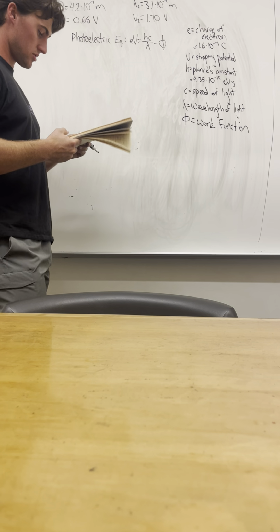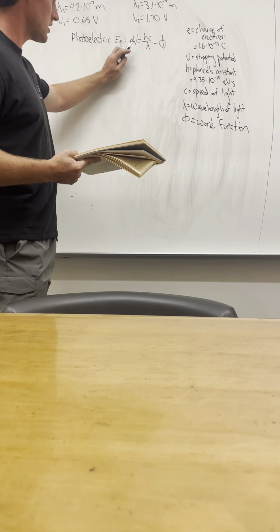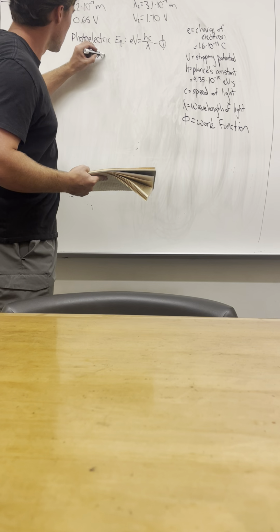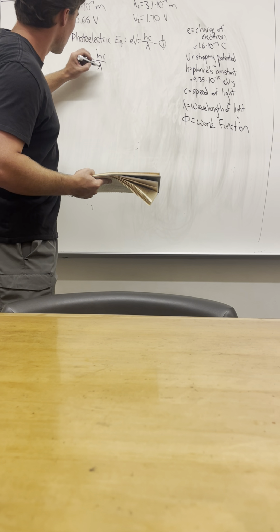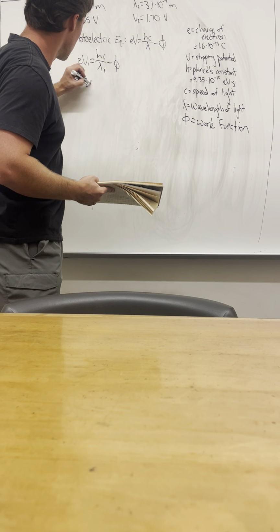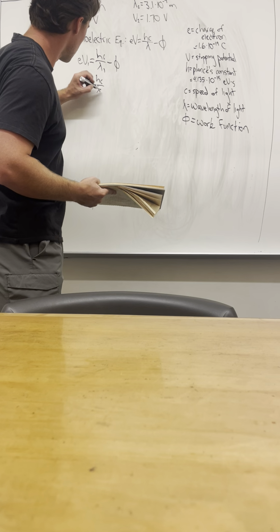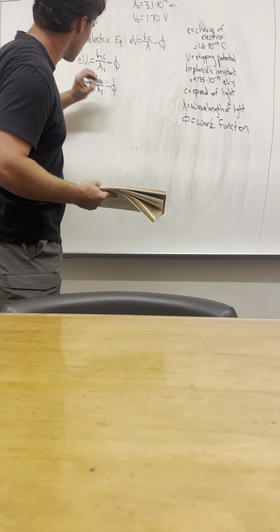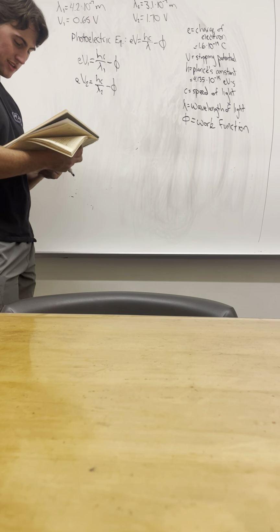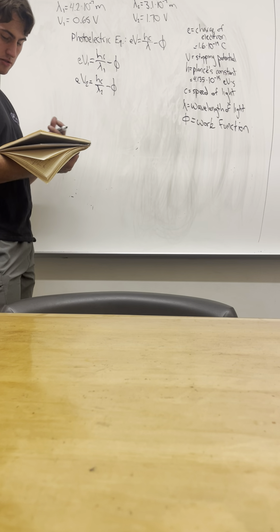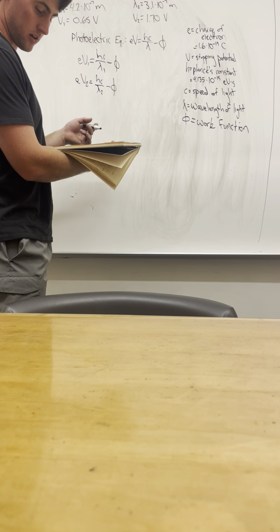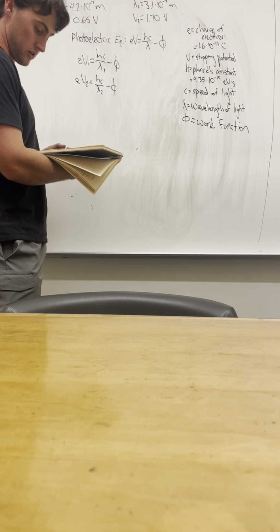So this means we can set it as two equations, eV1 and eV2, with the two wavelengths and the two voltages. Since we don't know phi, we can subtract these two equations from each other to cancel it out. And this allows us to use variables that we actually know.